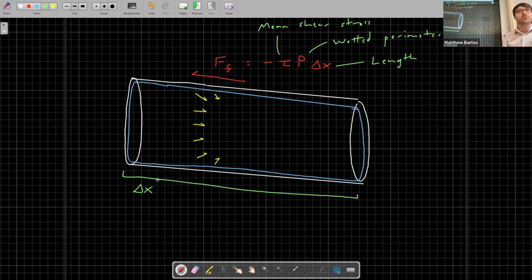Okay, so very good. That's one force we have acting on the fluid in the pipe. I forgot to mention, this pipe is actually at an angle. So say in general, we're going to be at some angle theta with the horizontal.